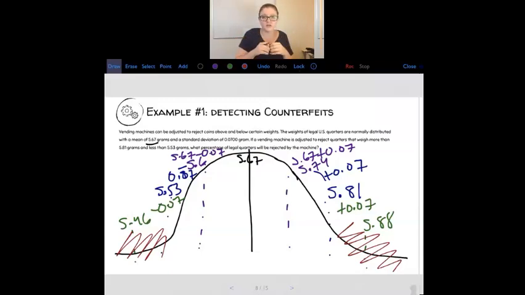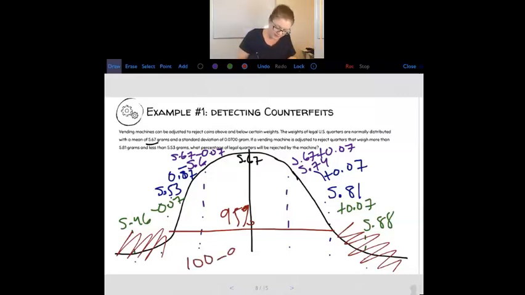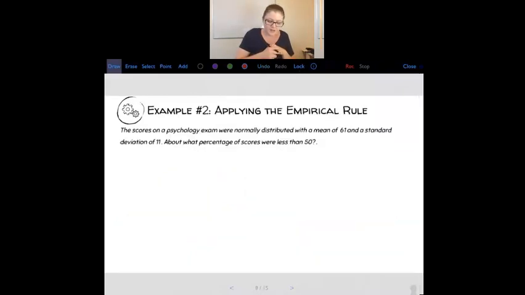Now, what we know from our empirical rule is that weights of quarters between 5.53 and 5.81 represent 95%. So that means what's going to be rejected is the remaining 5%, or 100 minus 95, which would be 5%. So the answer to this question, what percentage of legal quarters will be rejected by the machine, is 5%. Another example of applying the empirical rule.